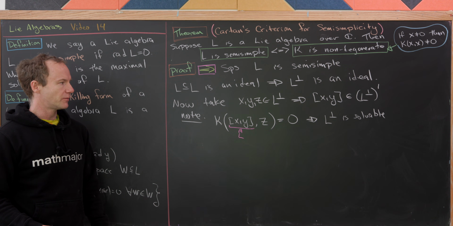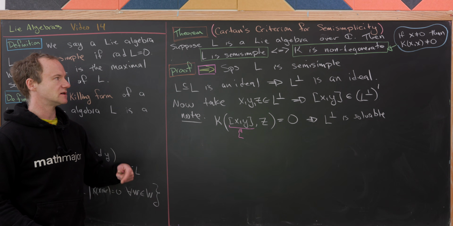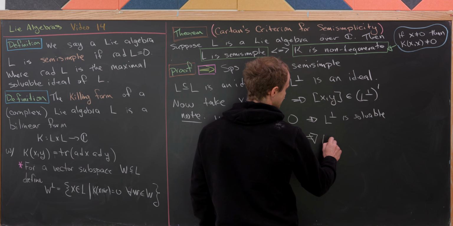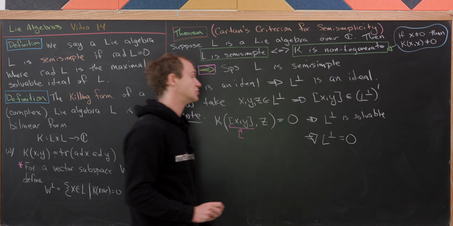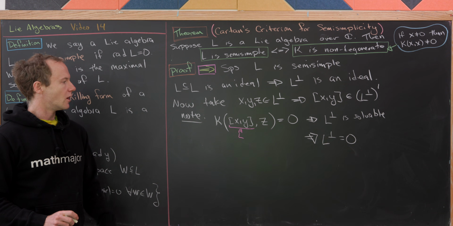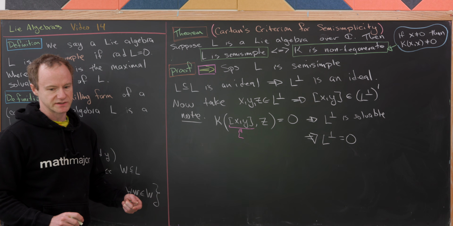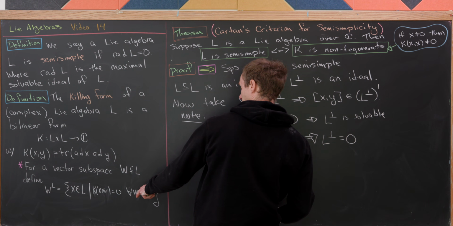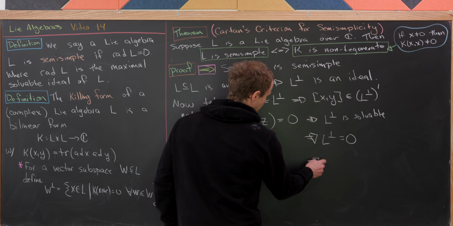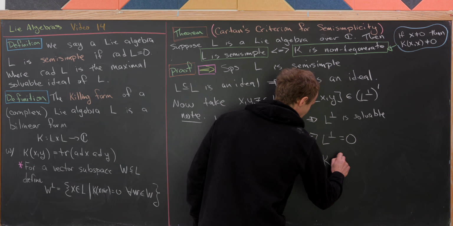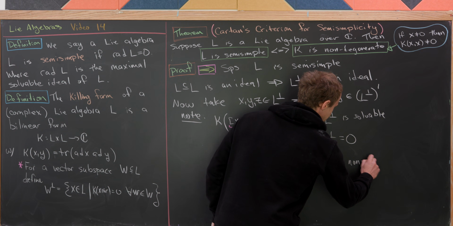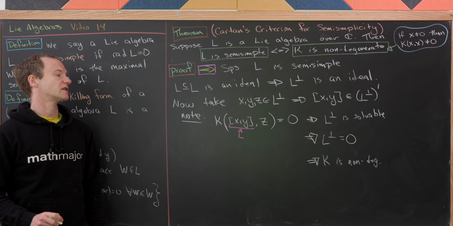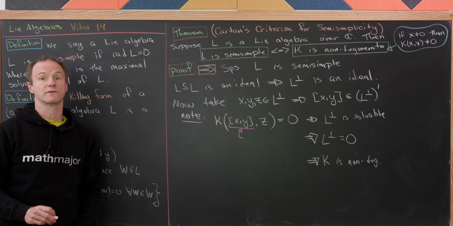But then if L perp is solvable and it's an ideal of a semisimple Lie algebra, what that tells us is that L perp is in fact equal to 0. But if L perp is equal to 0, well, notice by the definition of this complement of L under the Killing form, that means that our kappa is non-degenerate. Okay, good. We've got this forward direction. Now let's look at the reverse direction.